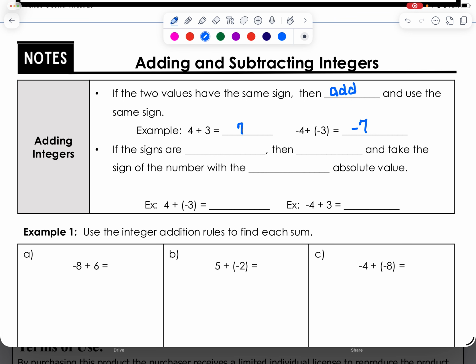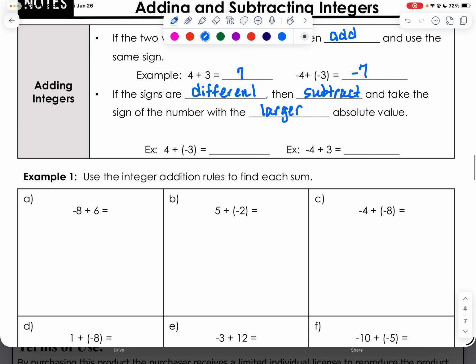Now, the other thing that could happen is if the signs are different. If the signs are different, then you subtract and then take the sign of the number with the larger absolute value. So for example, if I have 4 plus negative 3, because the signs are different, I subtract the numbers. 4 minus 3 is 1. And then I look at the number with the larger absolute value. That would be 4, and 4 is positive. So my answer is positive 1.